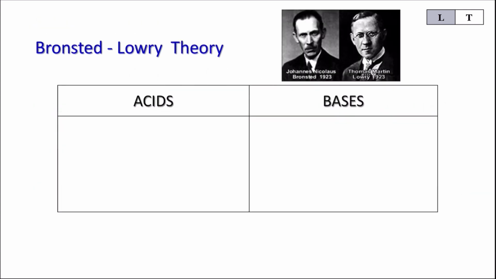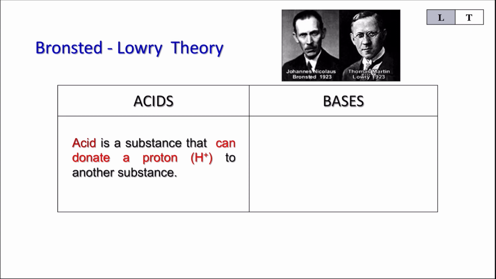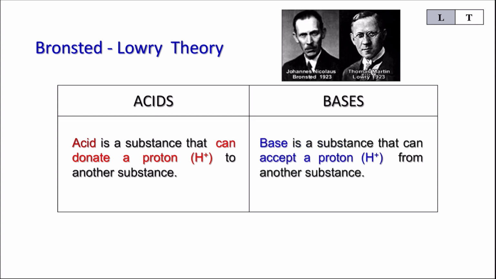That is why we are going to learn about Bronsted-Lowry theory. Di mana Bronsted-Lowry theory, they introduce a new definition for acid, which is acid is a substance that can donate proton, iaitu H+, to another substance. Ingat, kita akan gunakan simbol H+ as proton. And how about base? Base is a substance that can accept a proton H+ from another substance. So ini dia donate, ini dia accept.